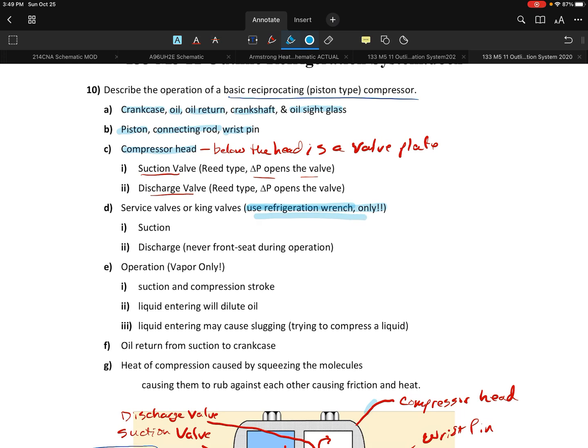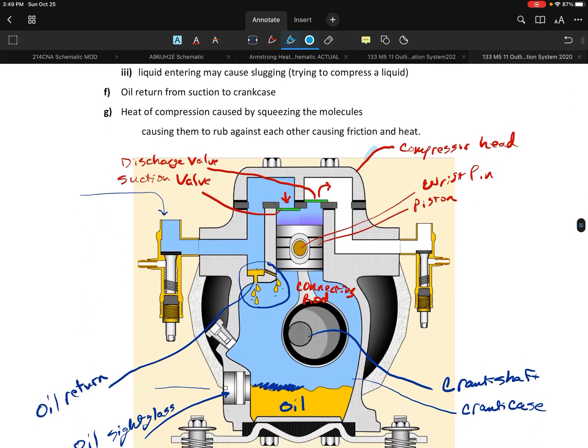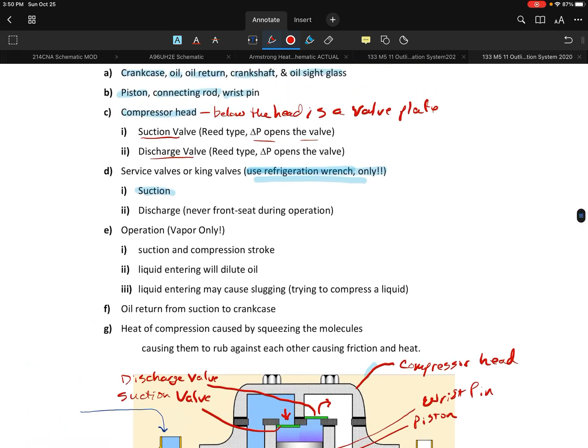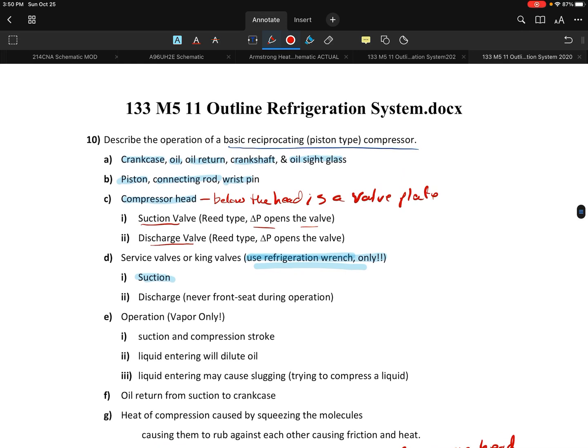All right, moving on. The suction service valve, that would be this one. I'm going to make a note on that one. This little device here is called the suction service valve. The part I was referring to, where we would use the refrigeration wrench, is right there. That little square part typically is the way that works.